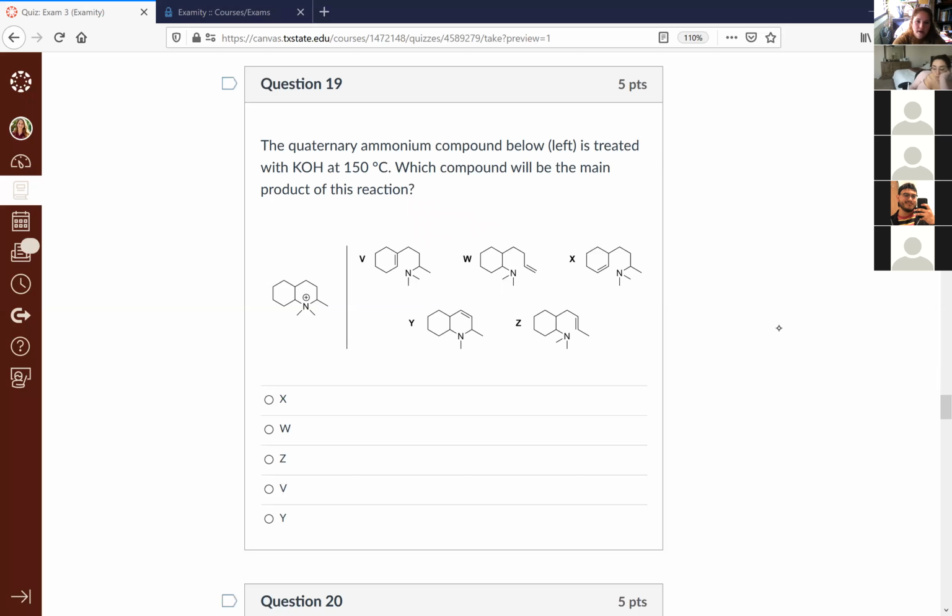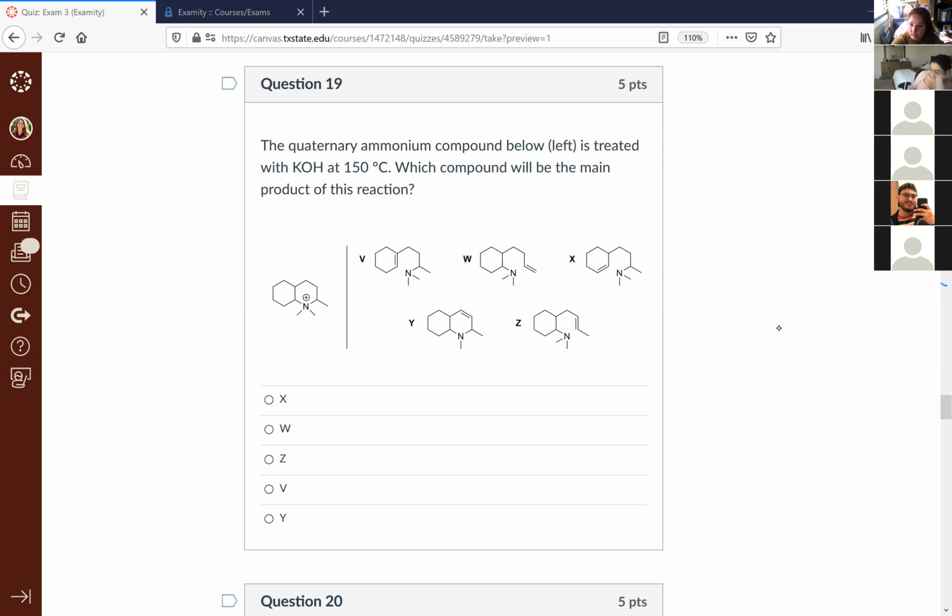We have a quaternary ammonium, and we're reacting it with potassium hydroxide at 150 degrees Celsius. What type of reaction is this? Is it the Hofmann? Right, this is the Hofmann elimination. So all of these show you that you end up with an amine and an alkene. The Hofmann elimination makes which alkene? Does it make the most substituted or the least substituted? Least. Right, it makes the least substituted.